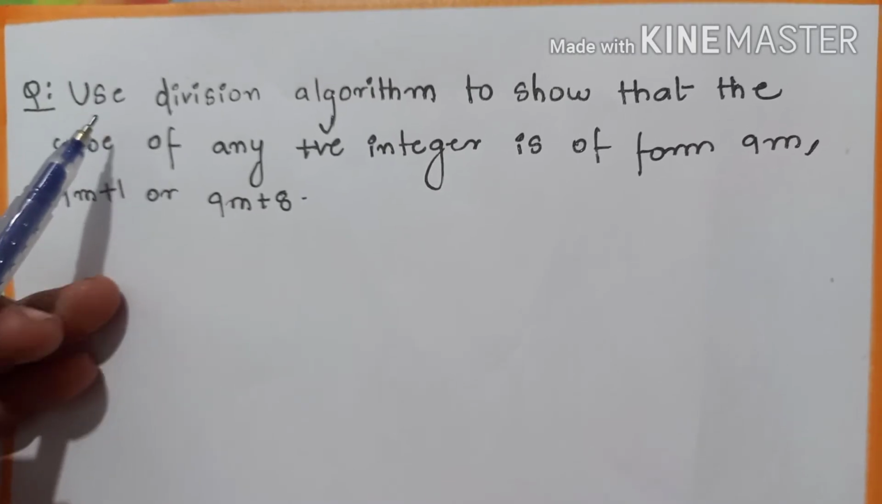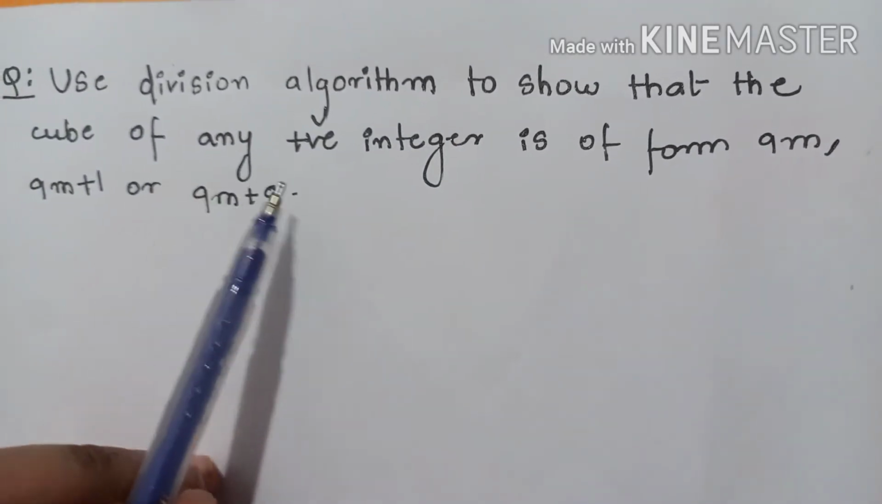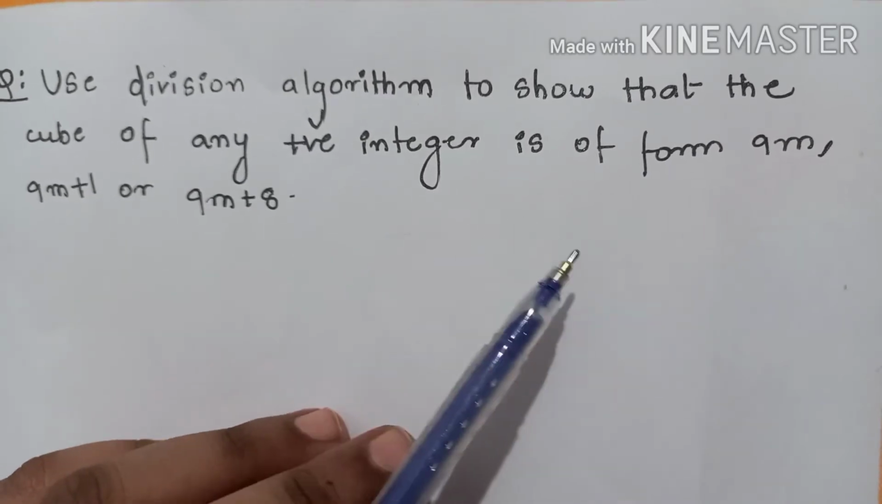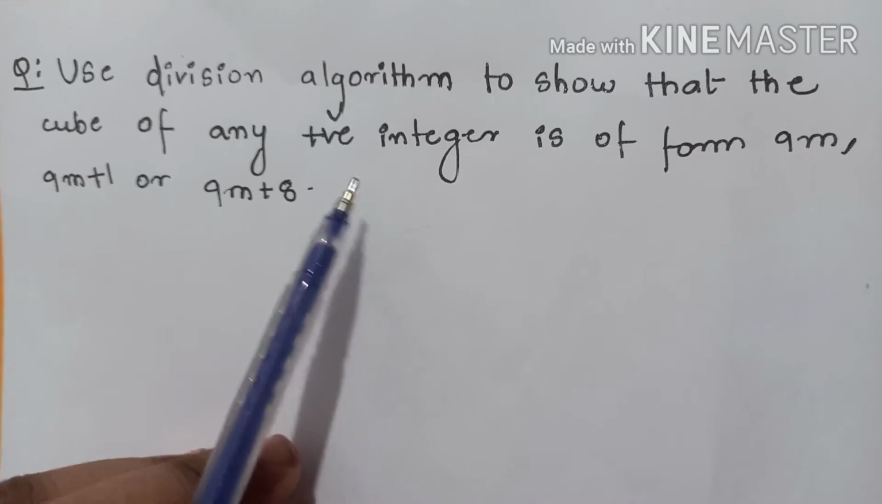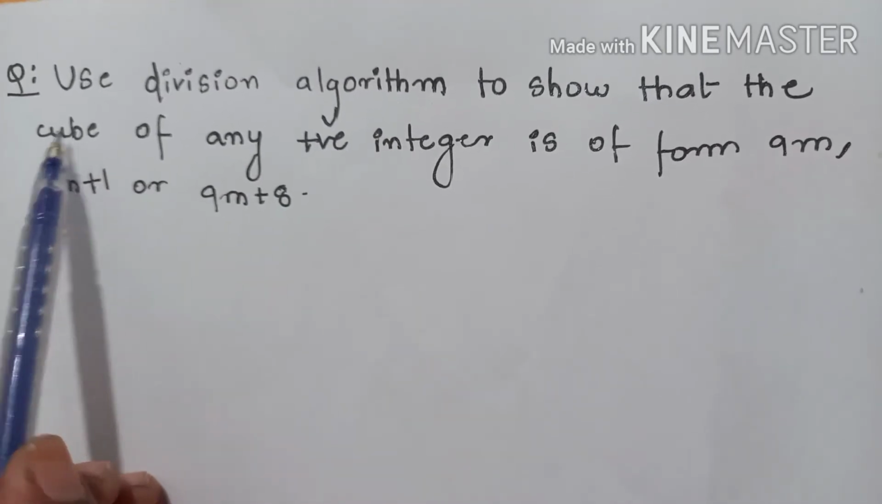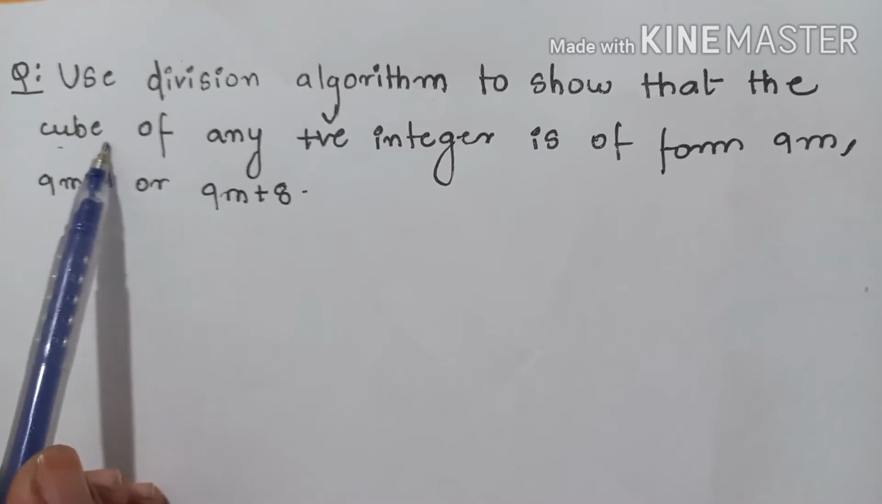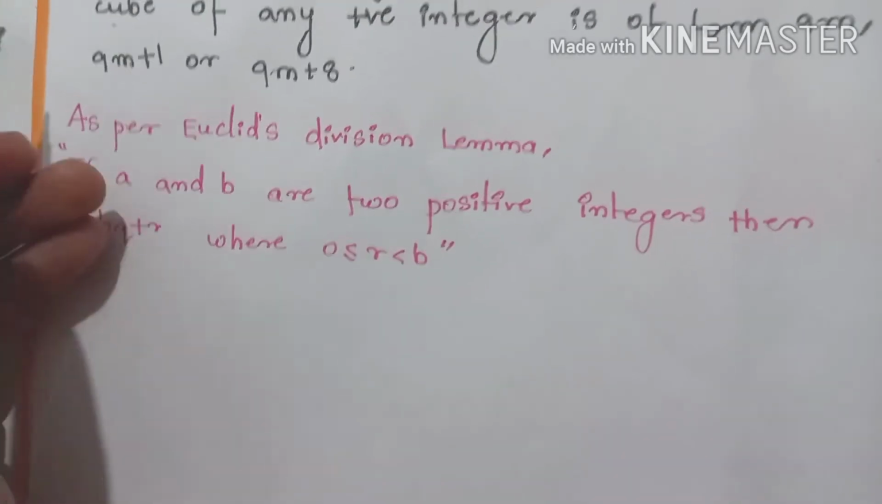Now let us start the first question. Use division algorithm to show that the cube of any positive integer is of the form 9m, 9m plus 1 or 9m plus 8. This is the same as the previous question which we have solved, but the change is that there it was a square, but here it is a cube. It is a very easy solution. Now let us start the solution.